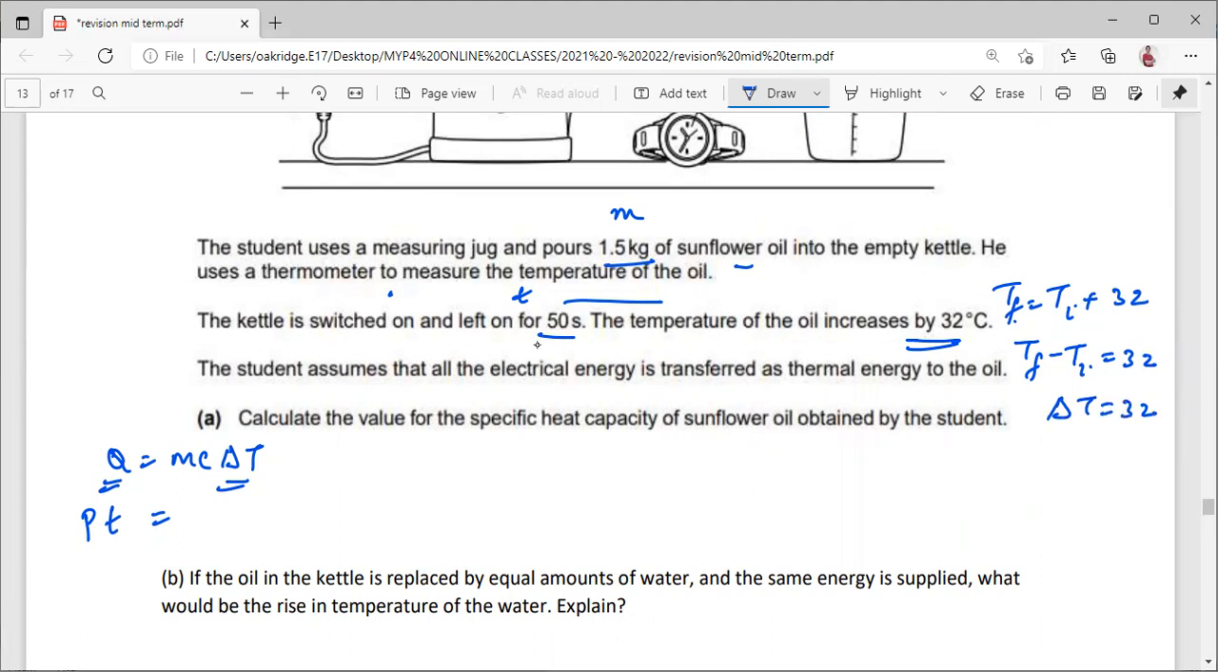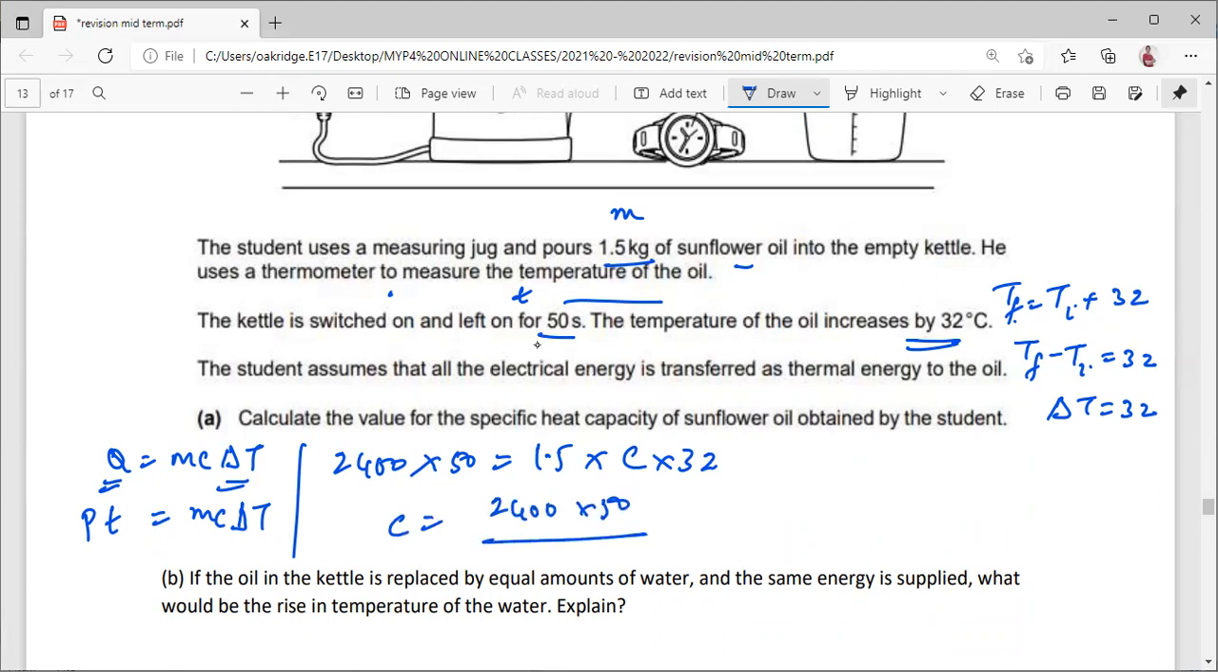Sometimes what you might do is just substitute 32 here without showing this step. You won't get the mark. If you just substitute 32, you will not get it, you have to show it stepwise. Now, mass is 1.5 kg. Let us write down the equation once again. Power is 2,400. For how long was this kept? 50 seconds. It should be equal to 1.5 kg multiplied by c multiplied by 32. So c should be equal to 2,400 multiplied by 50 divided by 1.5 into 32.